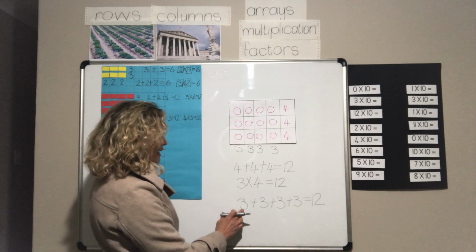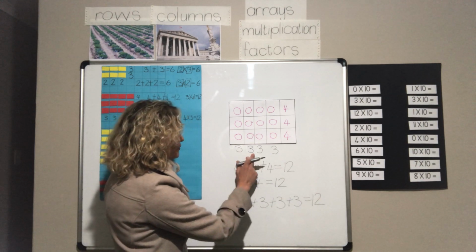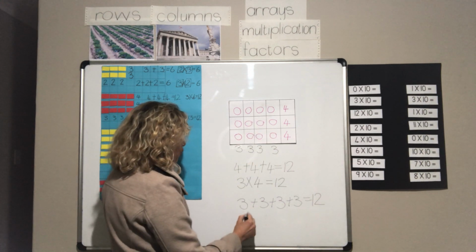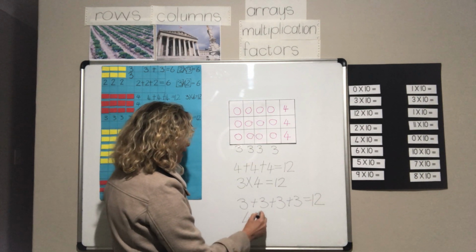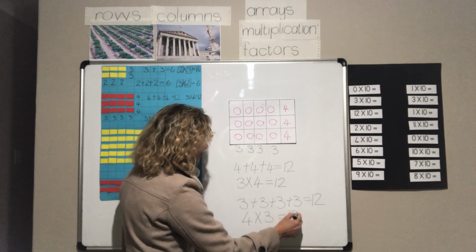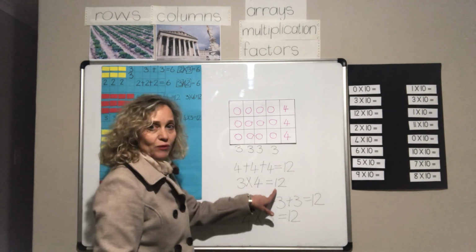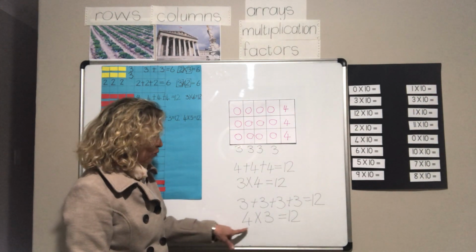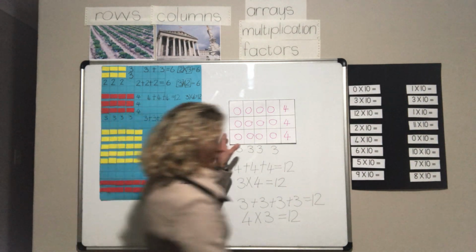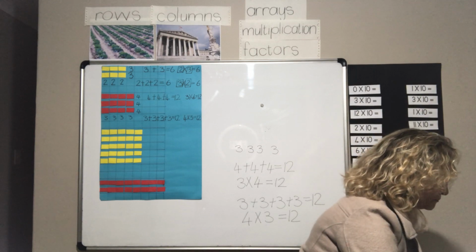And now we can say there are how many? 1, 2, 3, 4. There are 4 columns. There are 4 threes. 4 times 3. And the same answer comes up, 12. So 3 times 4 equals 12, and 4 times 3 equals 12 as well. Let me show you yet another example.